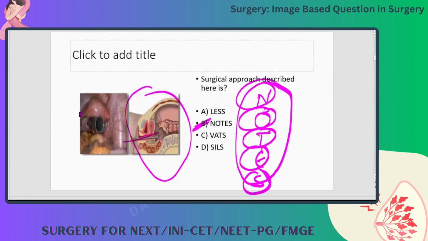Okay, so this is the option. Once you see this image, next time you should never forget. So, what is the advantage of it and what is the disadvantage of it?